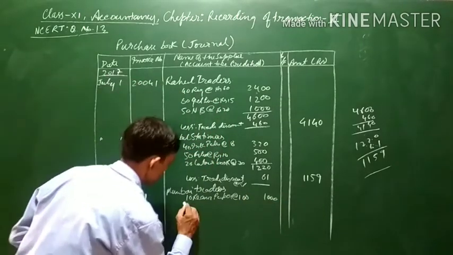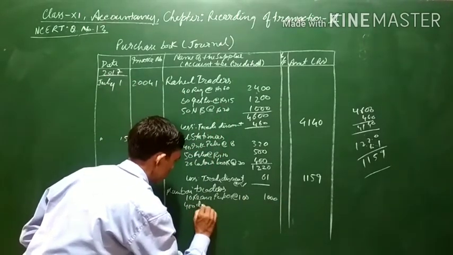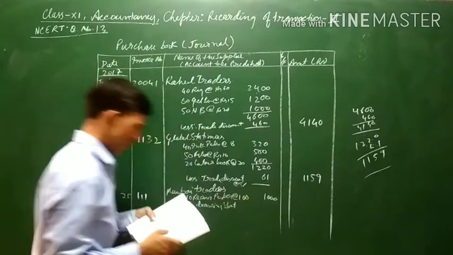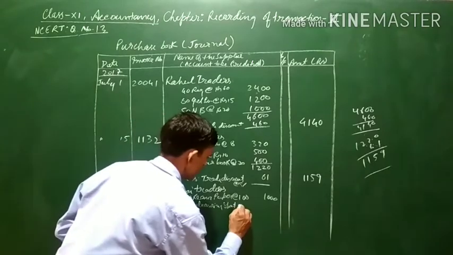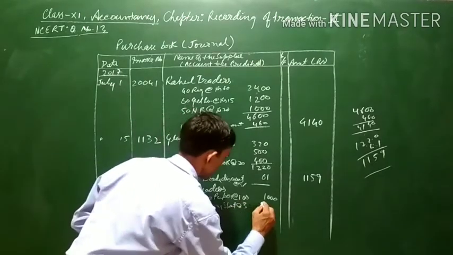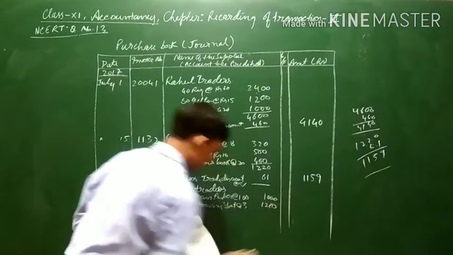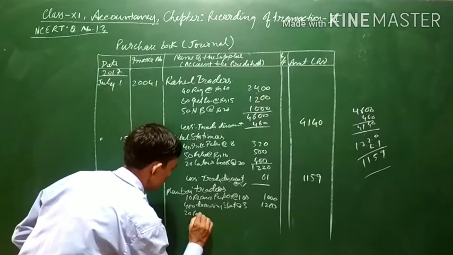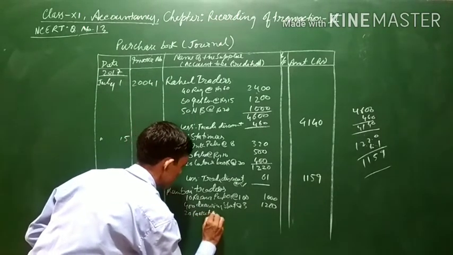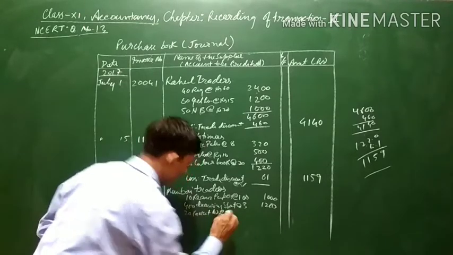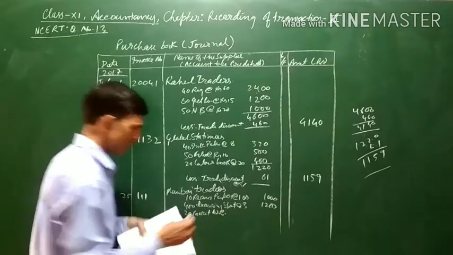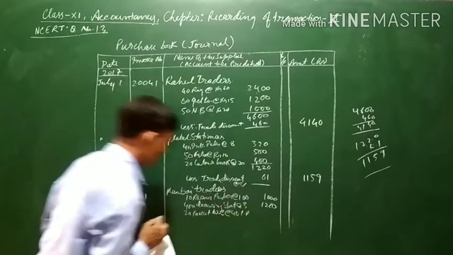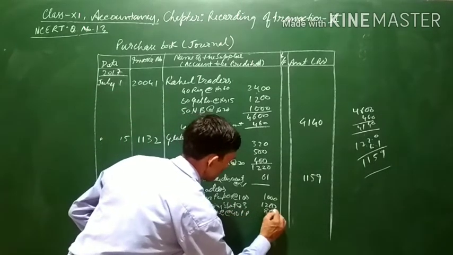400 drawing sheets at the rate 3. It will come to 1200. And 20 packets of watercolor at the rate 40 per packet. It will come to 800.